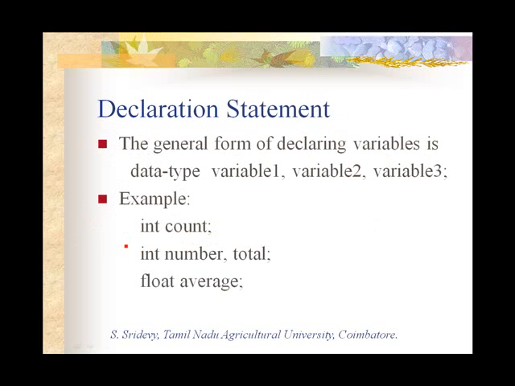There is one general form that we should follow for declaring the variables. The general form of the declaration is data type followed by variable name. If you have only one variable name, you can terminate here itself, or else if you have a list of variables, then variable 1, comma, variable 2, comma, variable 3. At the end you are supposed to terminate it with the statement terminator. This declaration is a statement in C, so you have to terminate it with the statement terminator, semicolon.